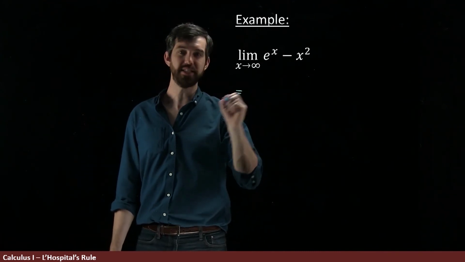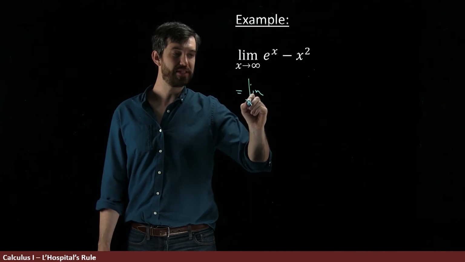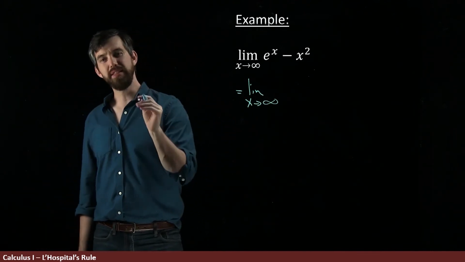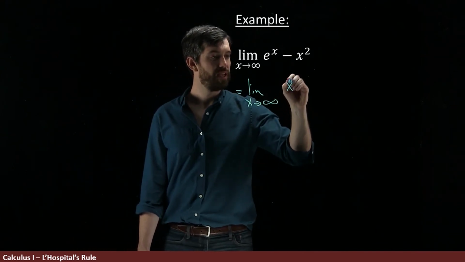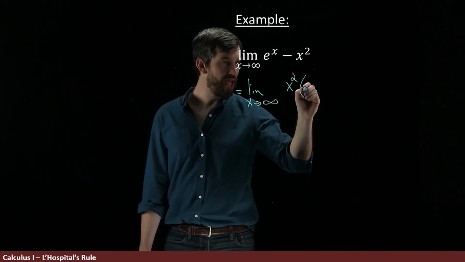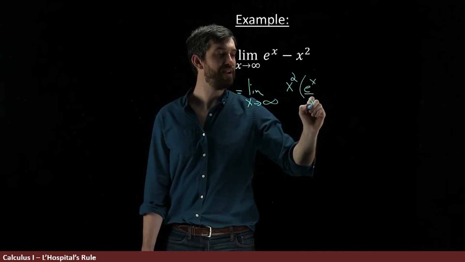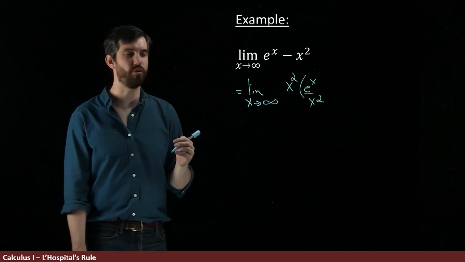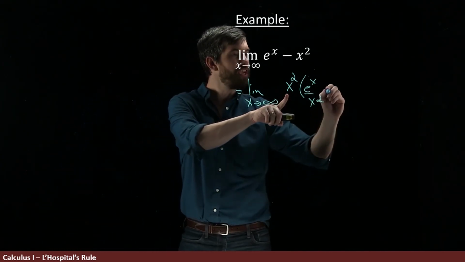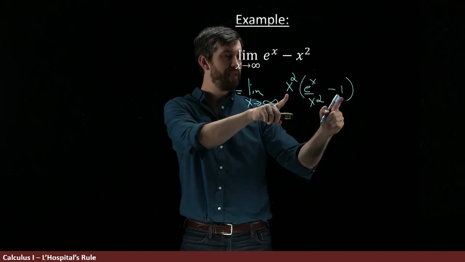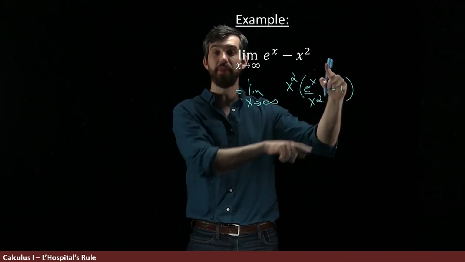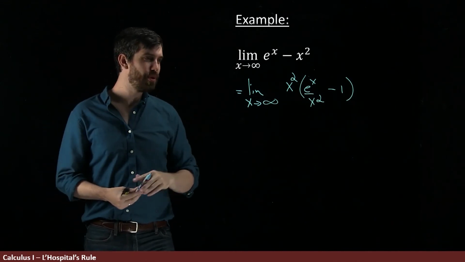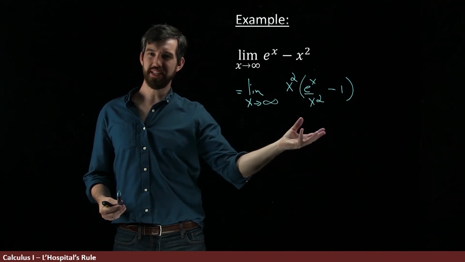So what I'm going to say is that this is the same thing as the limit as x goes to infinity. I'm not doing anything there, just changing it around. And then I'm going to take the e to the x and make it like this: x squared times e to the x divided by x squared. You see how I've done this? Multiplying on the top and the bottom by x squared allows me to factor it out, and then I can put a minus 1 here, because if I distributed, I'd get the x squared that I have up there.